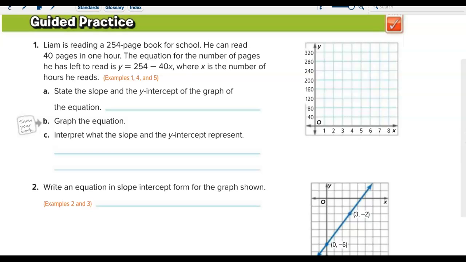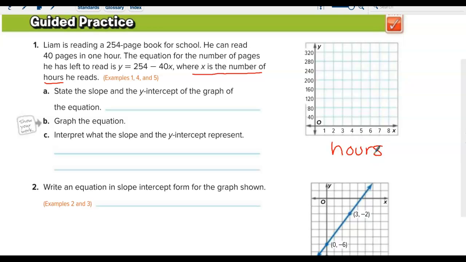254-page book for school. He can read 40 pages in 1 hour. The equation for the number of pages he has left to read is y equals 254 minus 40x, where x is the number of hours he reads. I would go through and label my x and y axis to start with, because that's going to help with interpreting. So what does x represent? It says x is the number of hours. So here I would say hours.